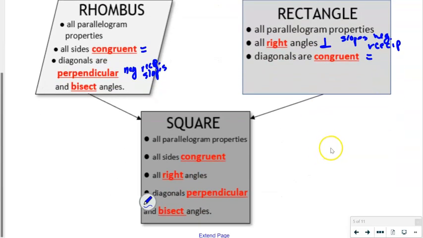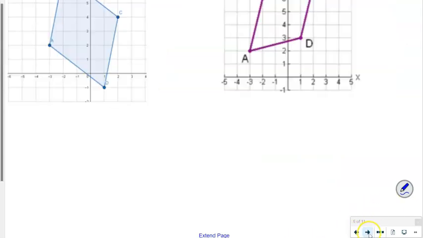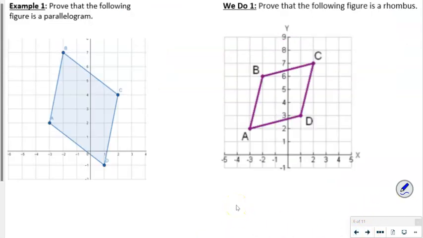So then we get down here to a square. Basically, every property above that we've discussed applies to a square. So all sides are congruent. That means they're equal. All right angles, again, that means the sides are perpendicular. Diagonals are perpendicular. Okay, and then remember, both of these mean that they are negative reciprocal slopes. Okay, that's what that's talking about. And then angles, and they bisect the angles. Okay. All right, now we're going to look at these two shapes.